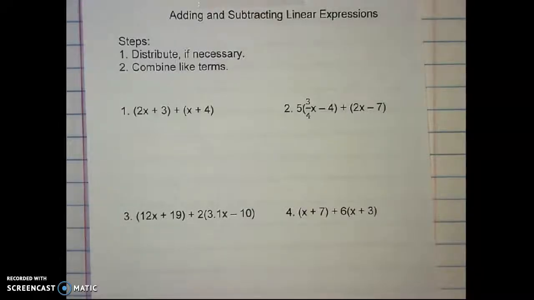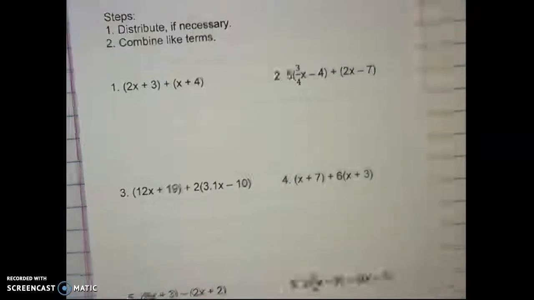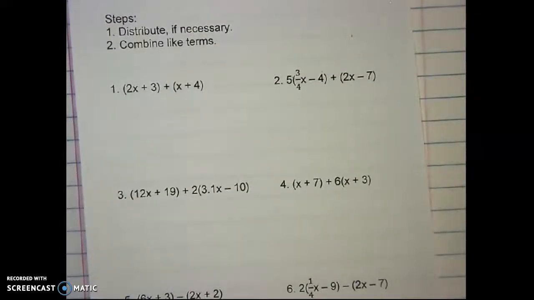All right, these are journal notes for adding and subtracting linear expressions. So we've talked about combining like terms. We've talked about simplifying expressions, which is the same thing. We've talked about distributive property. So now we're talking about adding and subtracting linear expressions. So the first thing we do is distribute if necessary.